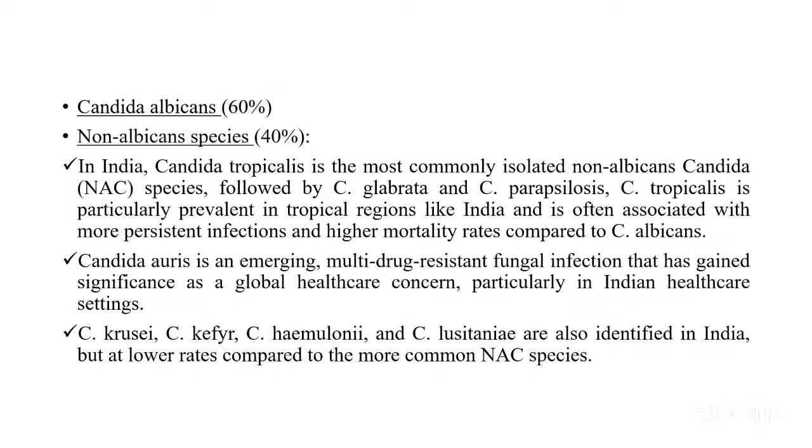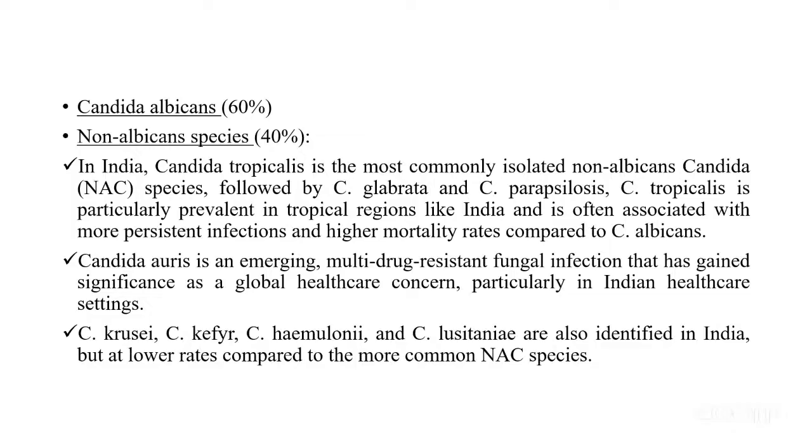Candida is divided into Candida albicans and Candida non-albicans species. Candida albicans is most common, at 60%, and non-albicans species are 40%. In India, Candida tropicalis is the most commonly isolated non-albicans species, followed by Candida glabrata and parapsilosis. Candida tropicalis is particularly prevalent in tropical regions like India and is associated with more persistent infections and a high mortality rate compared to Candida albicans.